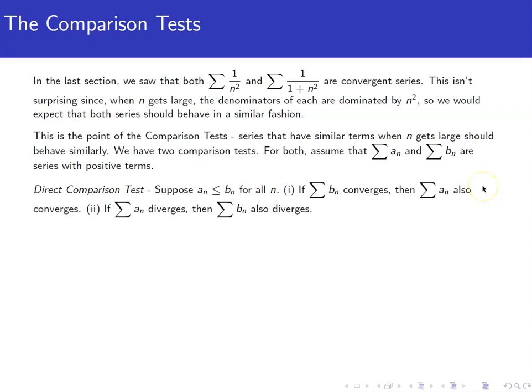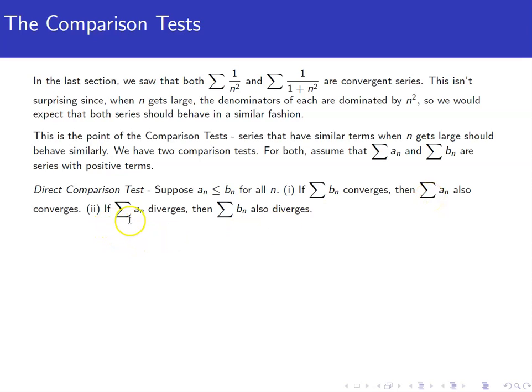The first one is what's referred to as the direct comparison test. It says, suppose that the terms of our a sub n series are all less than or equal to the terms of our b sub n series. The first conclusion is that if the series of the b sub n's converges, then so does the series of the a sub n's. This makes sense, because it's the same idea as the integral test. This is bigger. When we add all of these things together, that should be bigger than adding all these things together. So if this one turns out to be a finite number, then this one also should turn out to be a finite number.